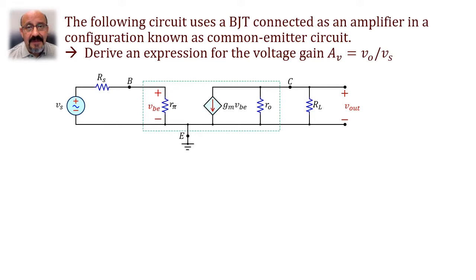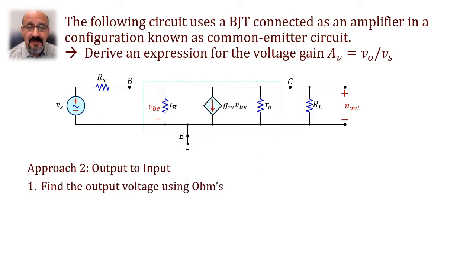The same problem can be done with a second approach, which is from the output voltage to the input voltage. In other words, find first an expression for the output voltage and then relate that to our input voltage. So in this case, we can use Ohm's law again, multiply the current times the resistance. The current is gm VBE times the resistance, which is RO in parallel with RL, and with a negative sign as the direction of the arrow is away from the positive sign.